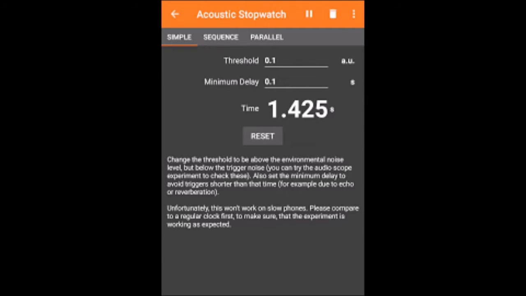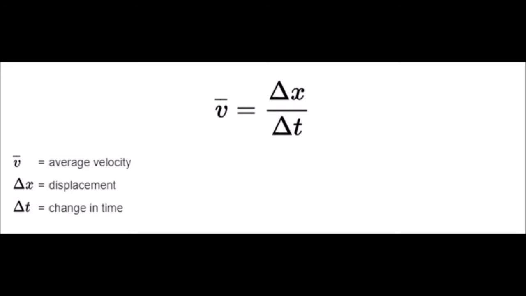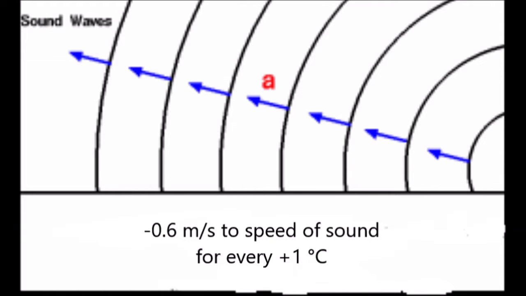In this method to calculate the speed of sound, the acoustic stopwatch function in 5-Fox is utilized to measure the time it takes for sound to travel a measured distance. Then, using the velocity equation, velocity equals displacement over time, the velocity or speed of sound can be calculated. The data will then be adjusted to equal speed of sound in 0 degrees Celsius temperature using the 0.6 meters per second sound increase equation.